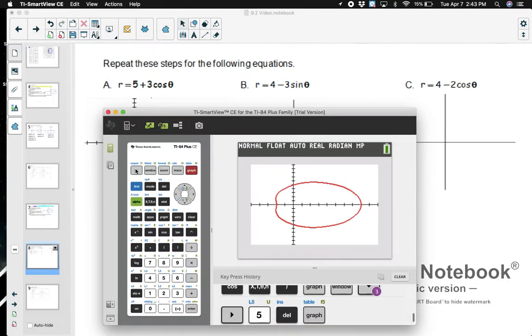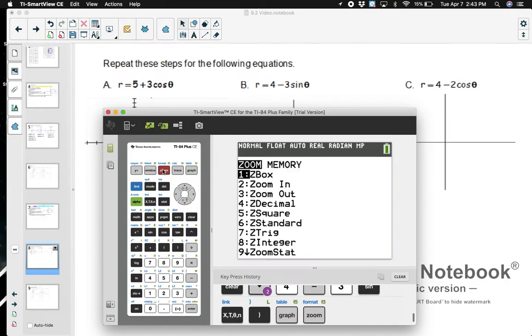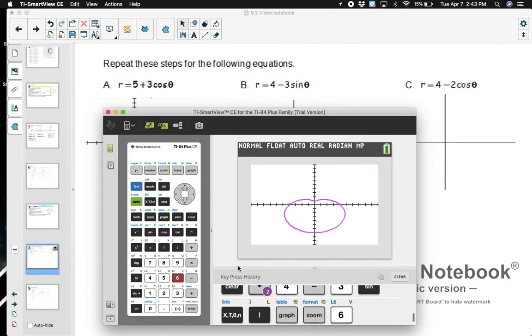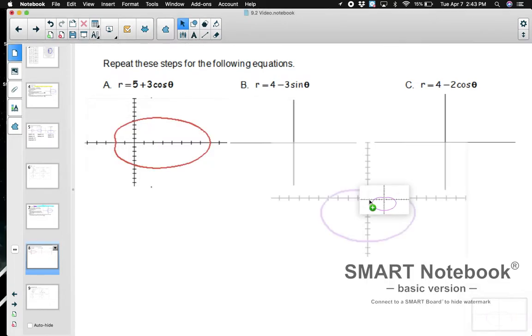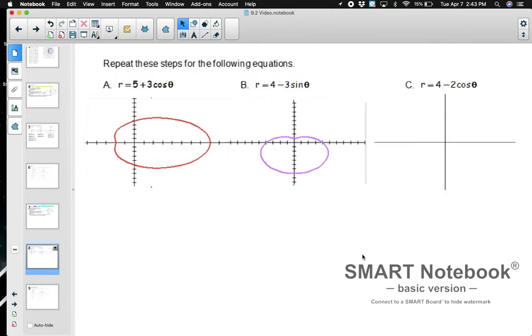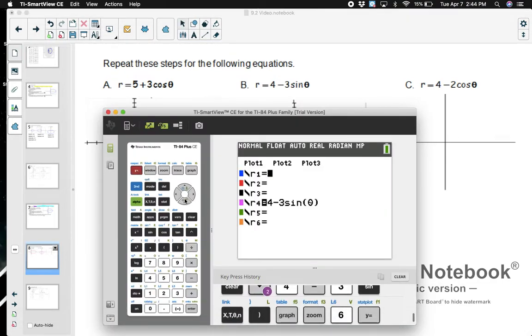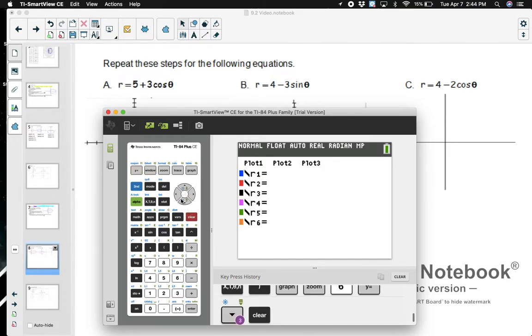And again, we're going to do all three at the same time, and then look back at them and see what we might notice. So 4 minus 3 sine theta. Let's do the regular window. And the last one. Feel free, if I'm going too fast, to pause the video. Make sure you get these in your calculator and they look the same.